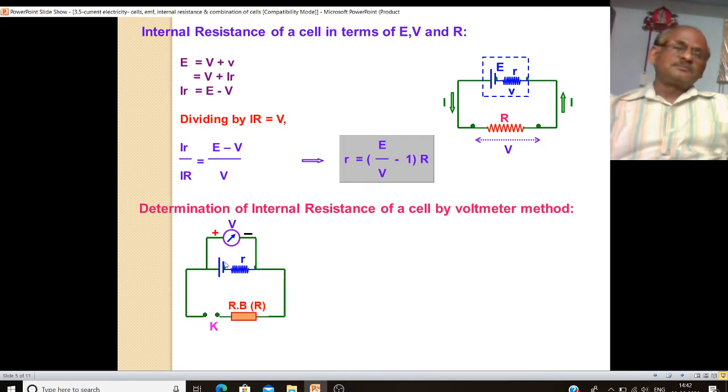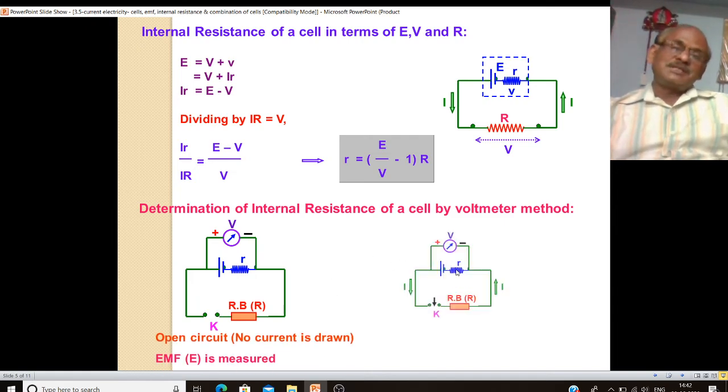See here, a cell of internal resistance R and a voltmeter is connected. Let's see how the voltmeter is connected. The positive terminal of the voltmeter is connected with the positive terminal of the cell, and the negative terminal of the voltmeter is connected with the negative terminal of the cell. Here the switch is off, meaning no current is drawn from the circuit. Then we can see it will measure the EMF of the cell.